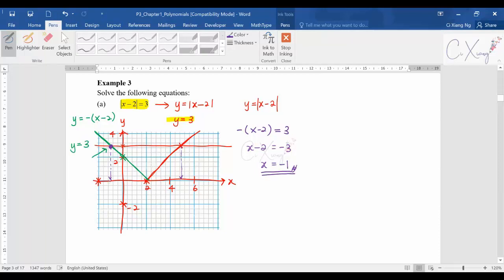If your graph is really accurate, you can roughly guess the value also. But you want a very accurate answer, therefore you still need to do some calculation to verify that it is the correct answer. So x equals negative 1 for this point.